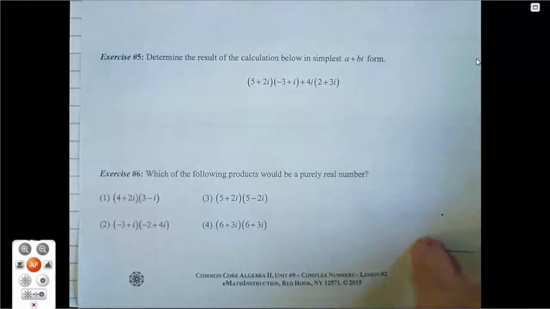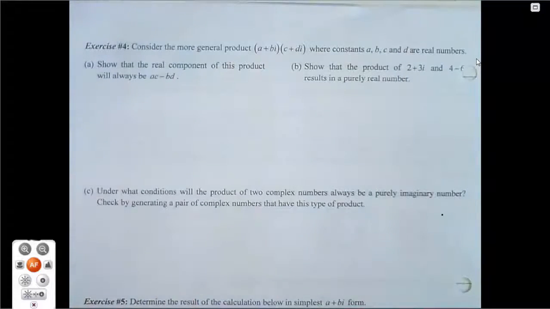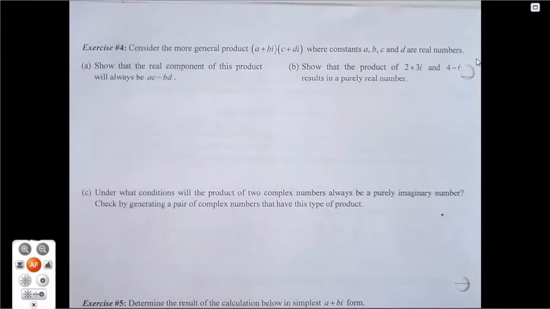So when we look at the other side to get some more examples, in exercise 4, we're asked to consider the more general product, a plus bi times c plus di, where constants a, b, c, and d are real numbers. So for part A, we'll show that the real component of this product will always be ac minus bd.